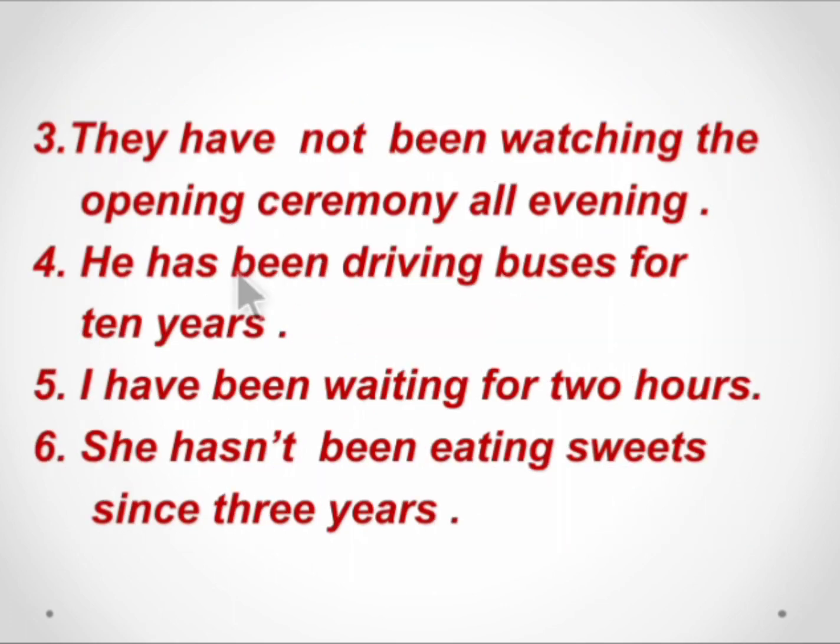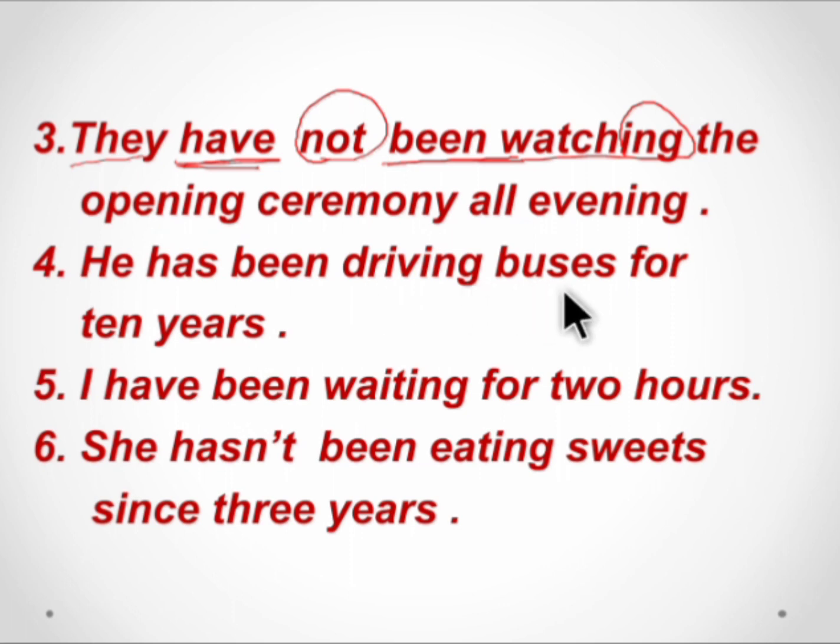Next sentence. They have not been watching the opening ceremony all evening. They, since it is plural form, we use have. Not denotes the negative. Watching, this is an ing verb, so we use the be verb been. They have not been watching the opening ceremony all evening. So throughout the evening they were not watching. That is, it started in the early evening, but till late evening they were not watching.